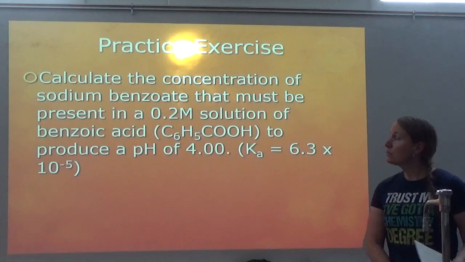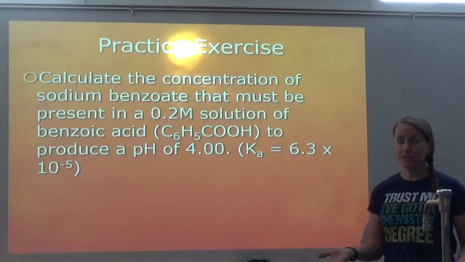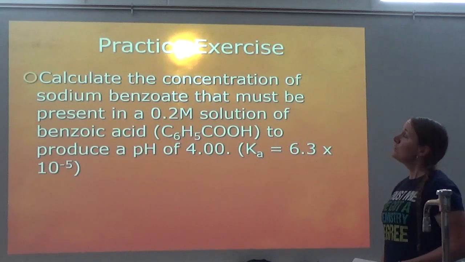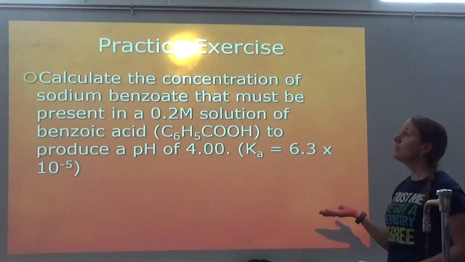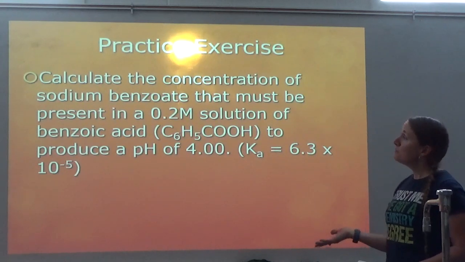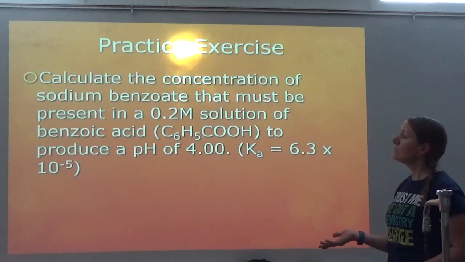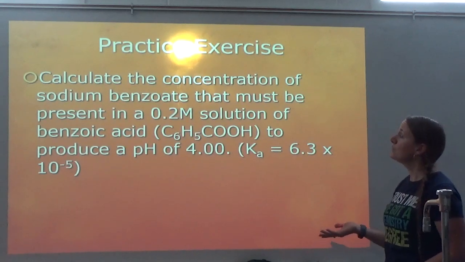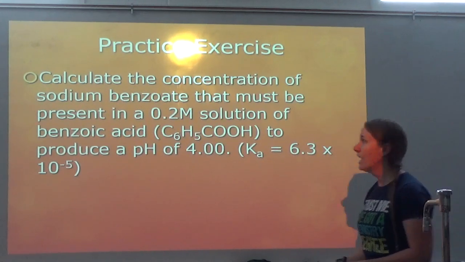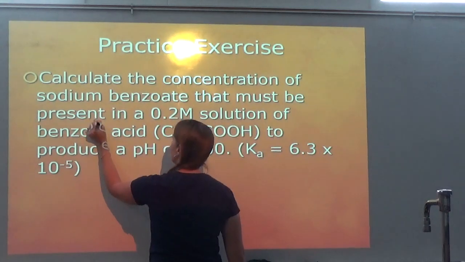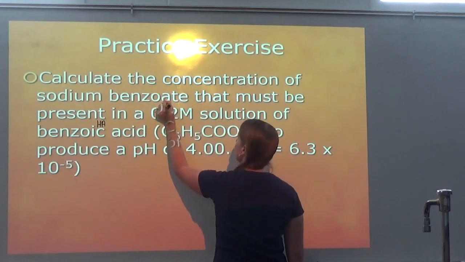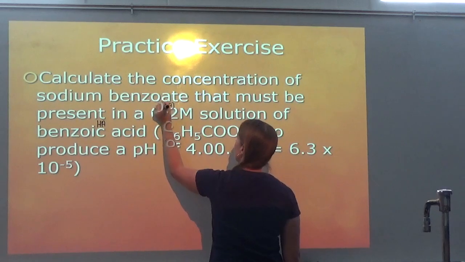All right, so y'all try this one. I will assume you've paused it and tried it, and let's look at it together. It says, calculate the concentration of sodium benzoate that must be present in a 0.2 molar solution of benzoic acid to produce a pH of 4. Ka is this. So we have our HA right here, so this is my HA concentration.